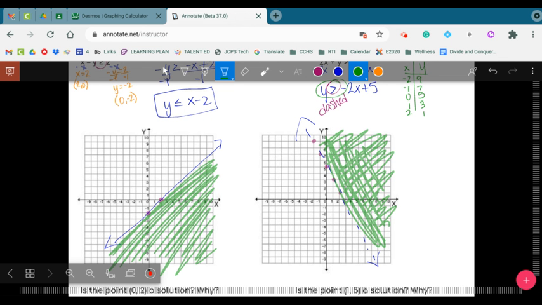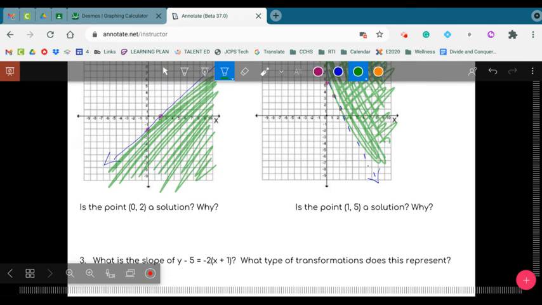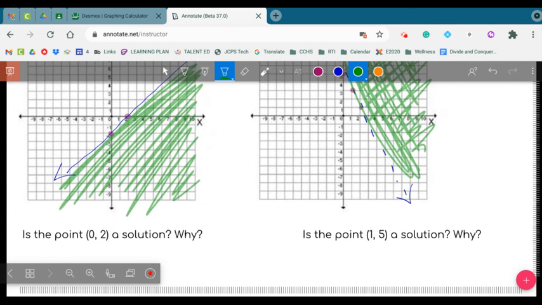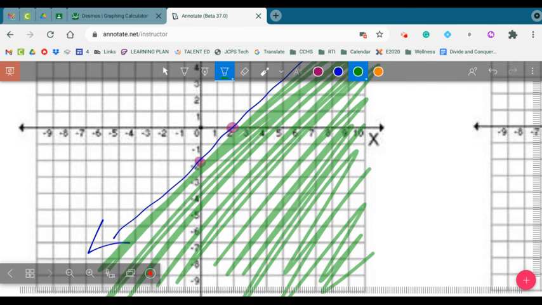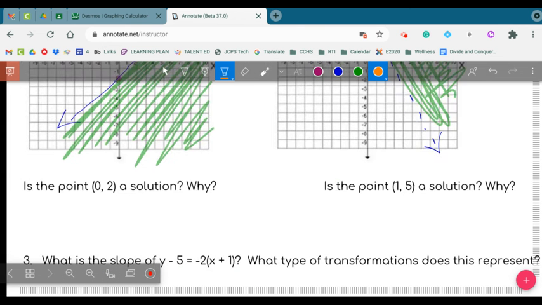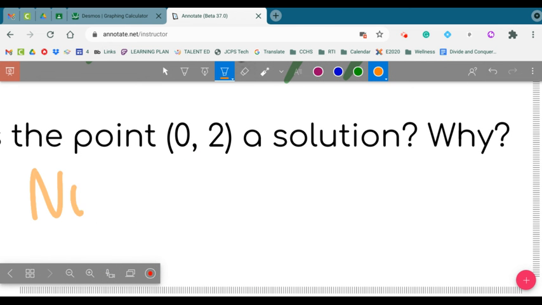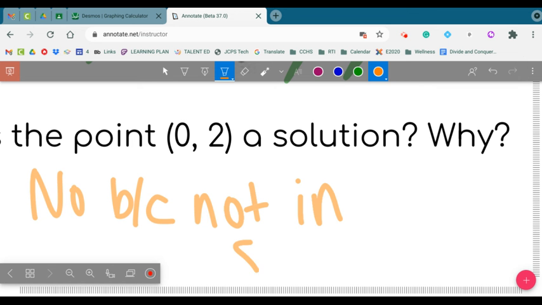Okay. Oh, and I got to answer the bottom two questions. Okay. Is point 0,2 a solution? So on this one, 0, 2, 0 up 2. Is that in the shaded portion? No, because it's not in the shaded.